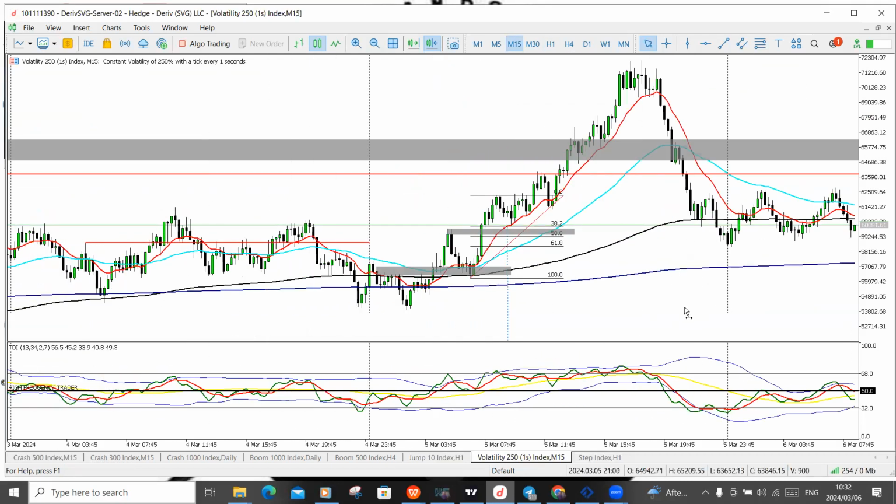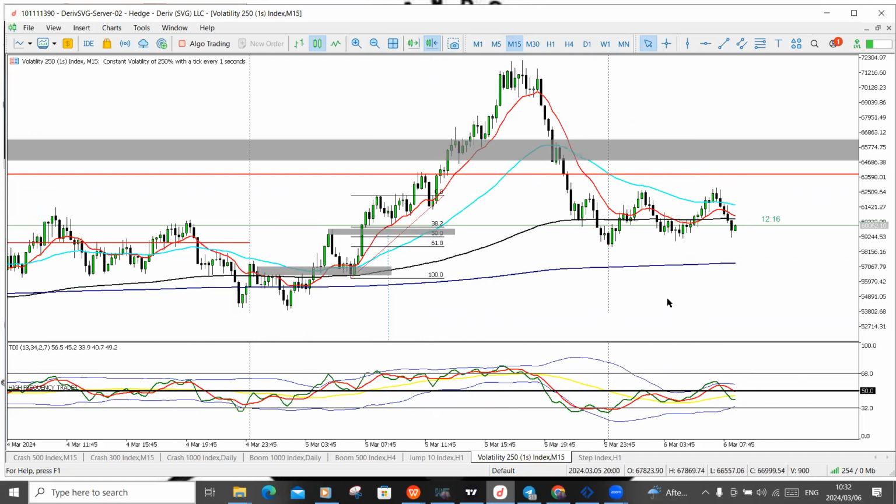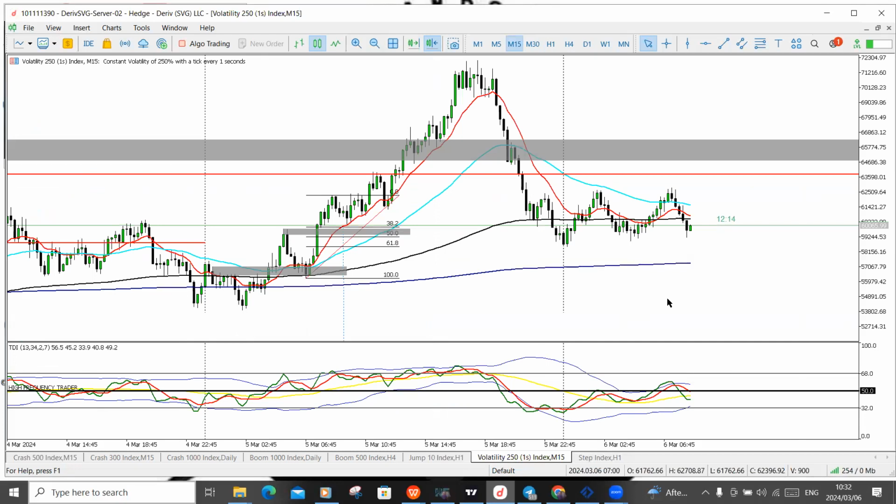Then going to V2501S, I didn't execute on this. Let's see, what was I looking at here?